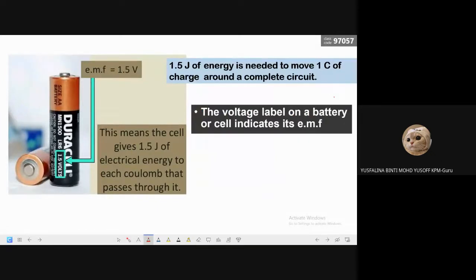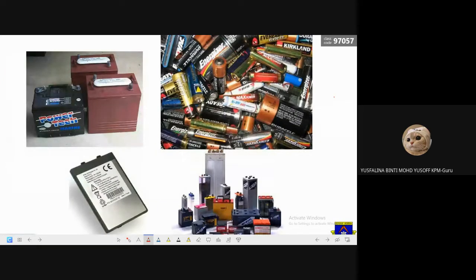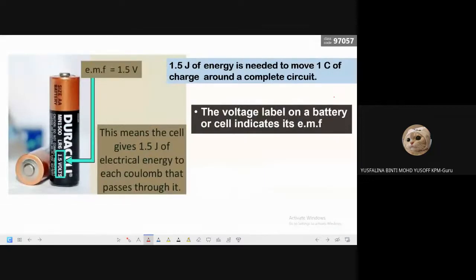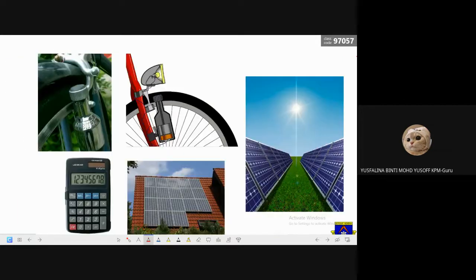Okay, so here you can see if you buy a battery, right? So this is an example. What does it mean by 1.5 volt? Usually this size 2A battery is 1.5 volt. So 1.5 joule of energy is needed to move 1 coulomb of charge around a complete circuit. That means that is for the EMF, right? You see the complete circuit here. So if you want to go from the positive to the negative, you need 1.5 joule of energy to move a charge of 1 coulomb. Okay, this is the example, right?